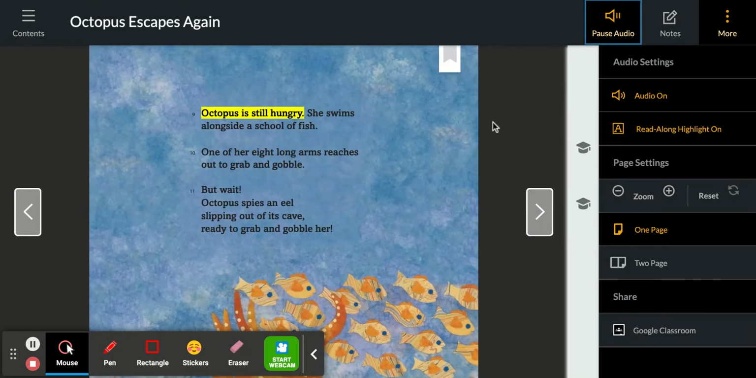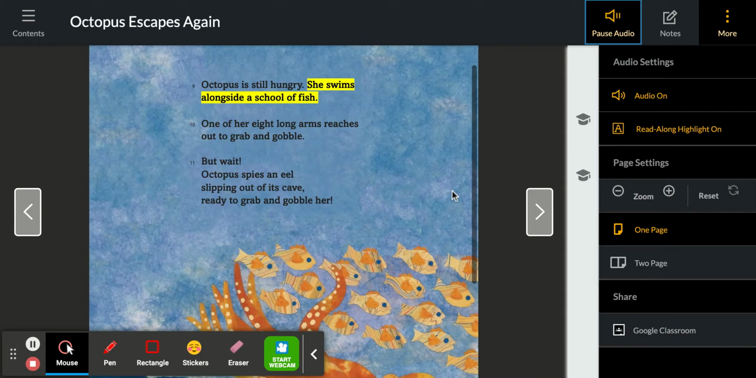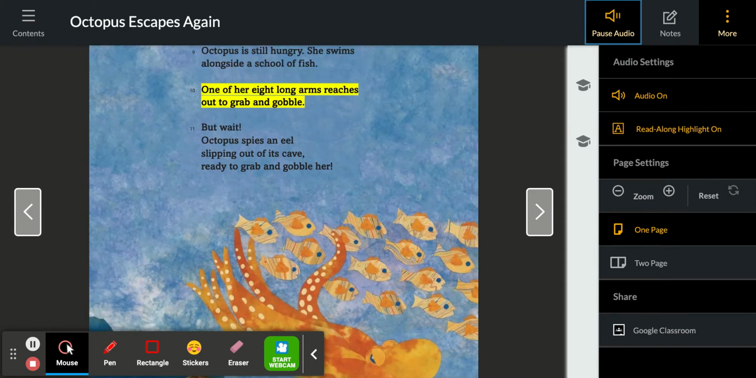Octopus is still hungry. She swims alongside a school of fish. One of her 8 long arms reaches out to grab and gobble. But wait, Octopus spies an eel slipping out of its cave, ready to grab and gobble her.